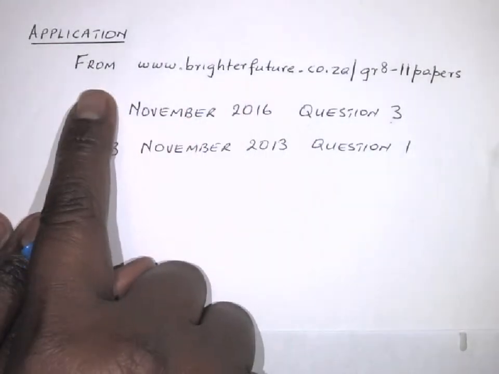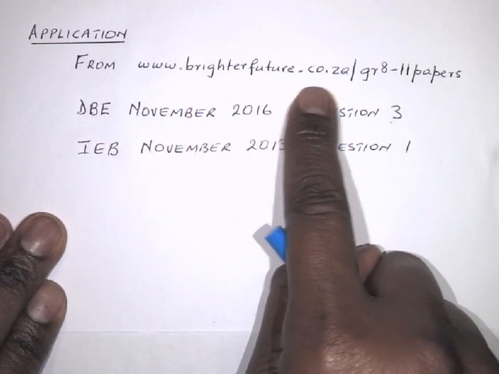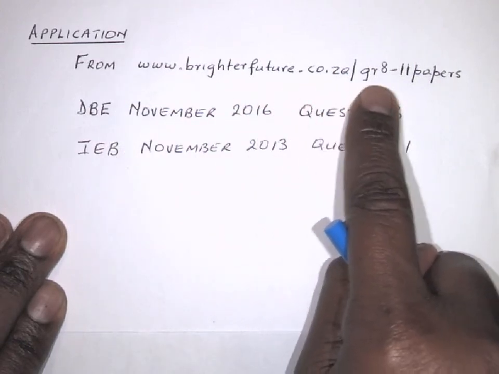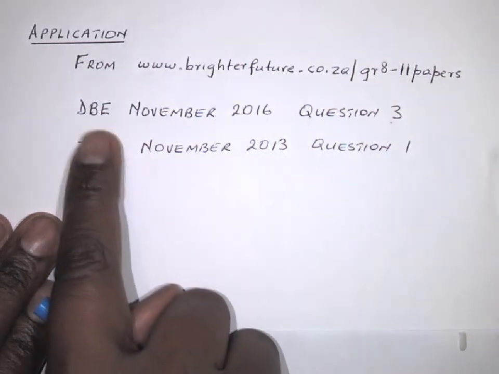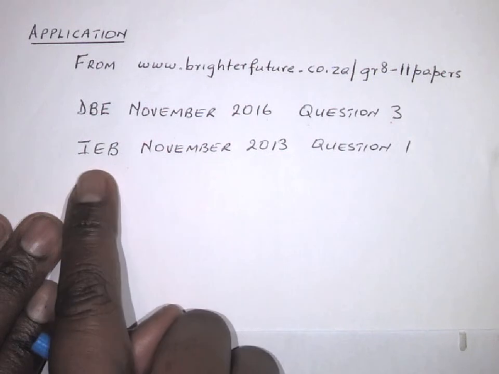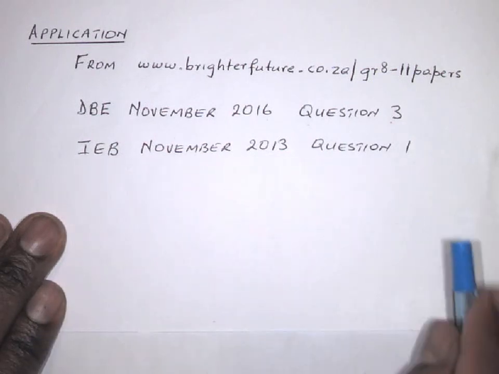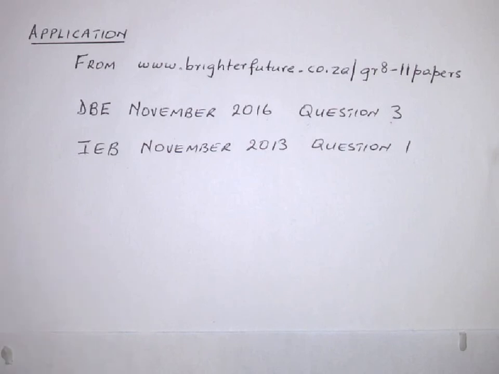Now let's see how you can do from some of the past exam papers. So yours is to do from the website www.brighterfuture.co.za, grade 8 to grade 11 papers. You'll do DBE November 2016 question 3 and the IEB November 2013 question 1. The other papers we'll do them the next time when we have revised the work.